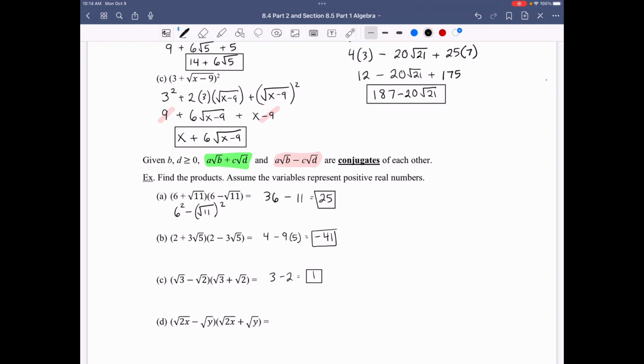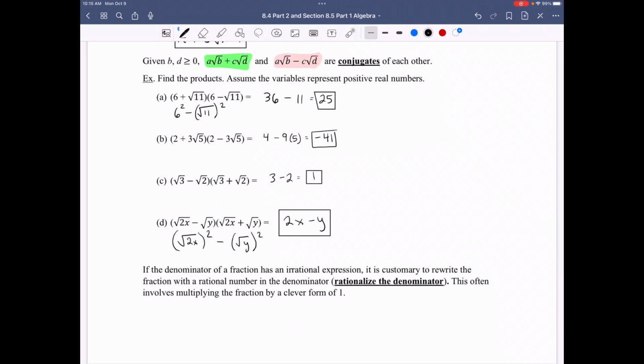We have variables in this problem. So we're going to take the square root of 2x and square it. Subtract the square root of y squared. And that simplifies to just 2x minus y.